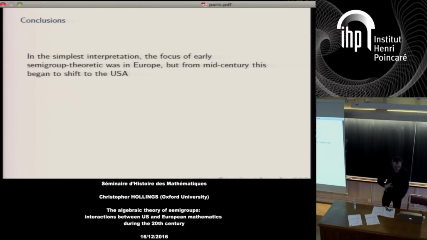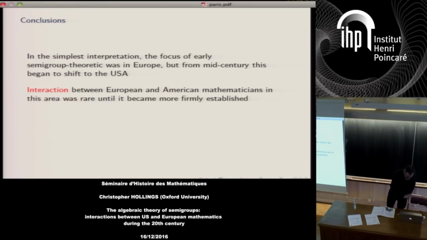So this very simple interpretation is that the focus of semigroup theoretic work was very much in Europe at the beginning of the 20th century. By mid-century, it's shifted to the USA. And then I started to think about the word interaction, the word that I've been given. And it struck me that in many cases there isn't a lot of interaction as such. Somebody writes a paper and publishes it, and somebody else reads that and does some work based on it. So they're not really interacting in any real way, at least not early on.